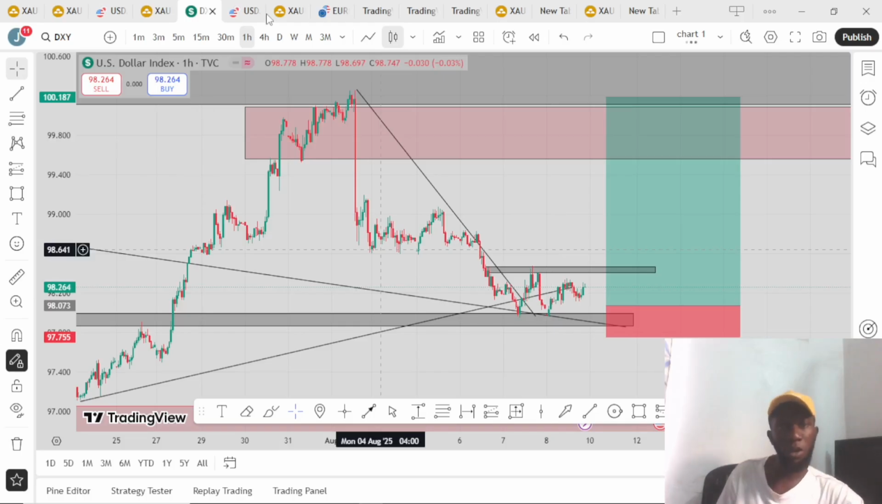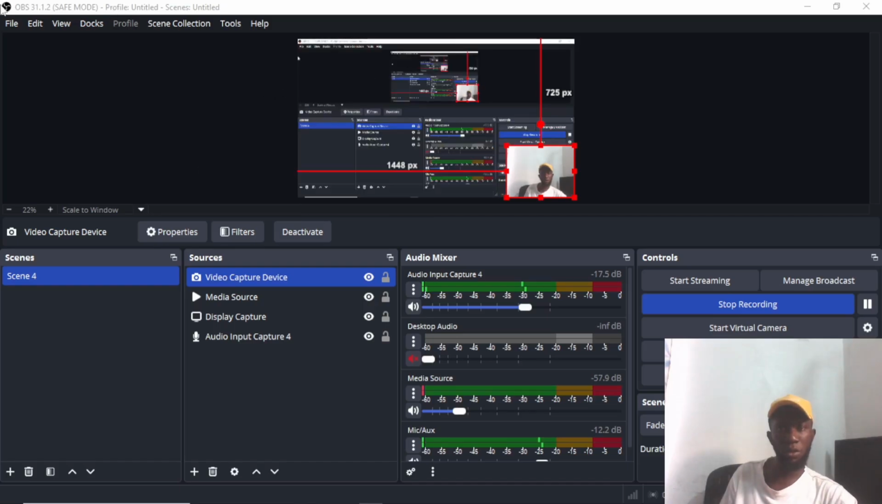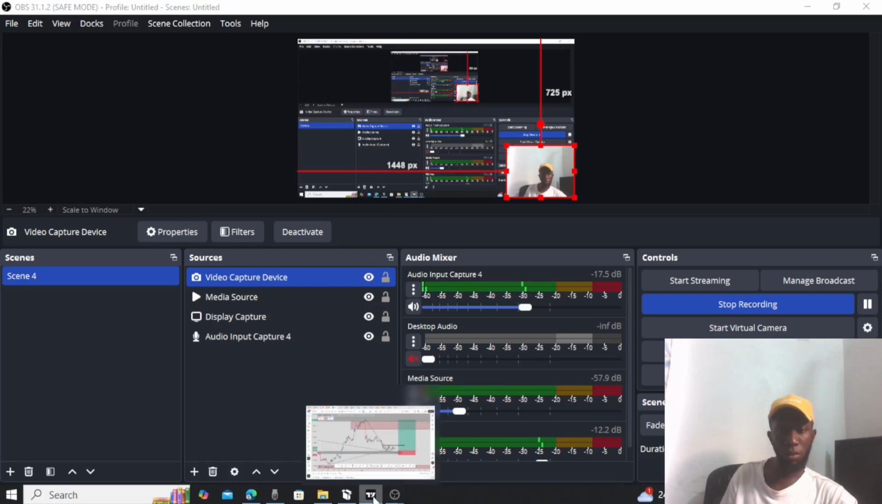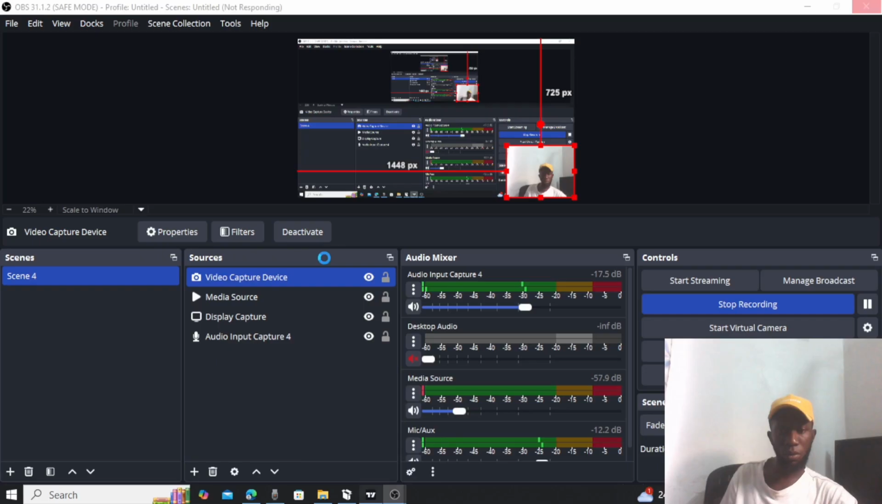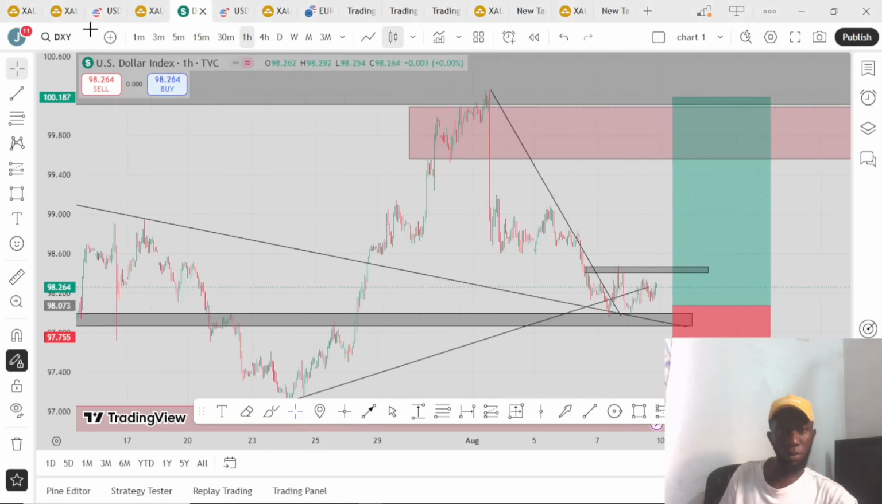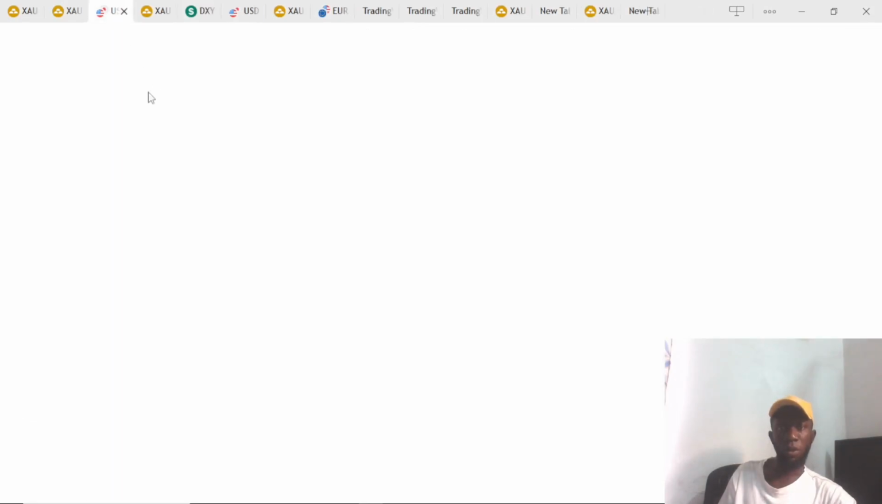Now let's check on the USD, one of the best pairs that I like trading, the USD. Okay, let's check the USDJPY pair and see what the USDJPY is doing.